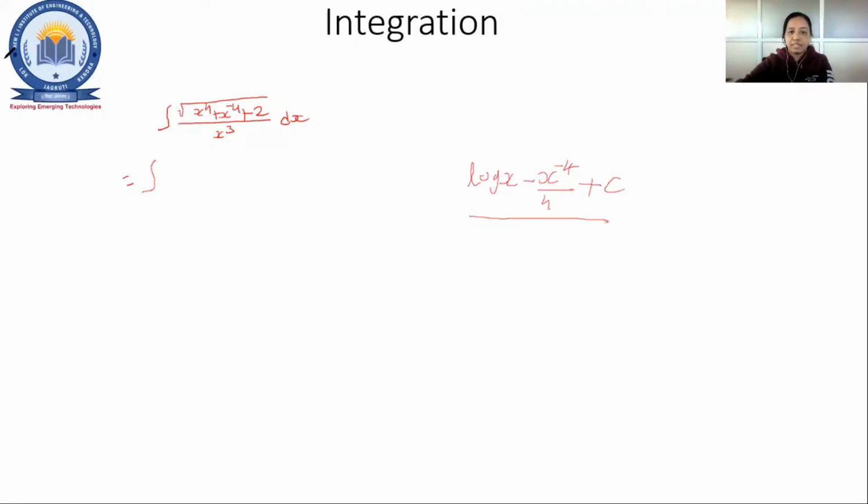So what is the simple way for this example? Here we have x raised to 4 plus x raised to minus 4 plus 2. First we try to remove this root. It can be rewritten with the 2 compared with a square plus 2ab plus b square. Here it is 2ab. Now here you have x raised to 4 and x raised to minus 4.